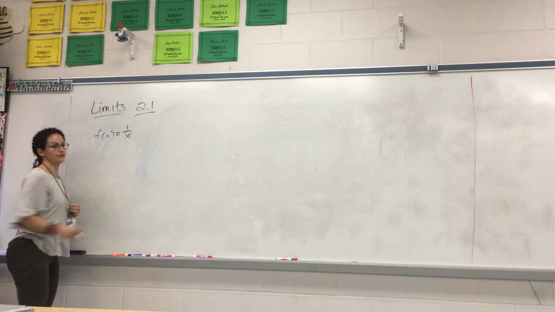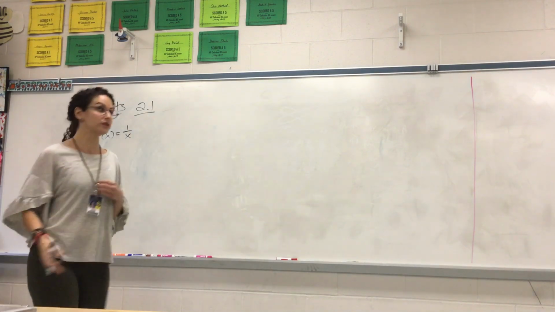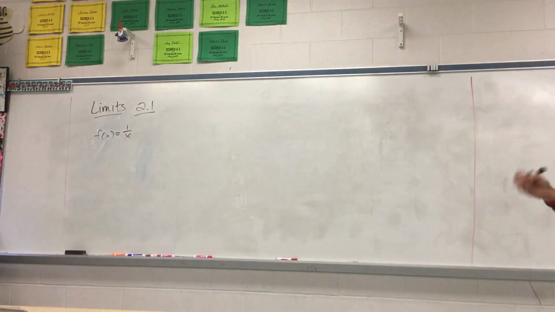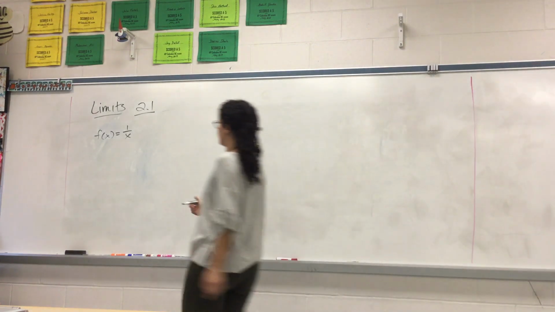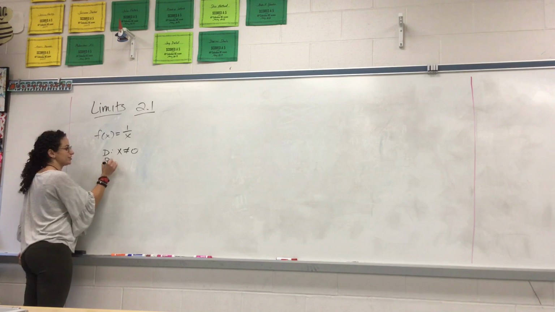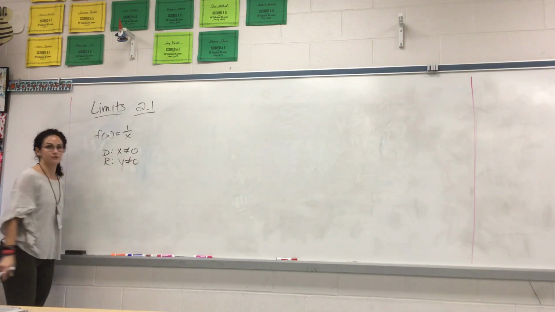So, I want to start with f of x equals 1 over x. It's one of those really weird functions where a lot of what you can tell me about this graph tells you more about what's missing than what's there, right? Our domain says that x can't be 0. Our range says that y can't be 0.